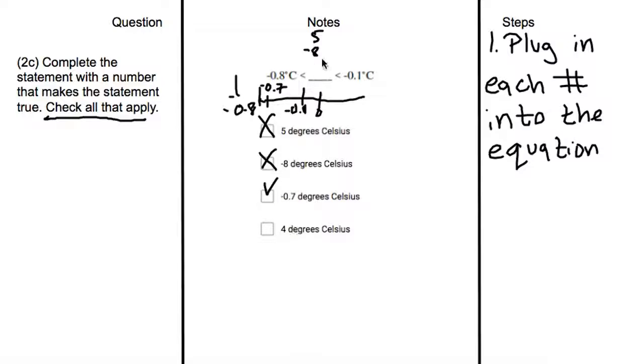And we have 4 degrees Celsius, which on our number line is going to land somewhere over on the right here because it is a positive number. So we know that one does not fit as well. So the only correct answer here is going to be negative 0.7 degrees Celsius, because it's the only one that lands in between negative 0.8 and negative 0.1.